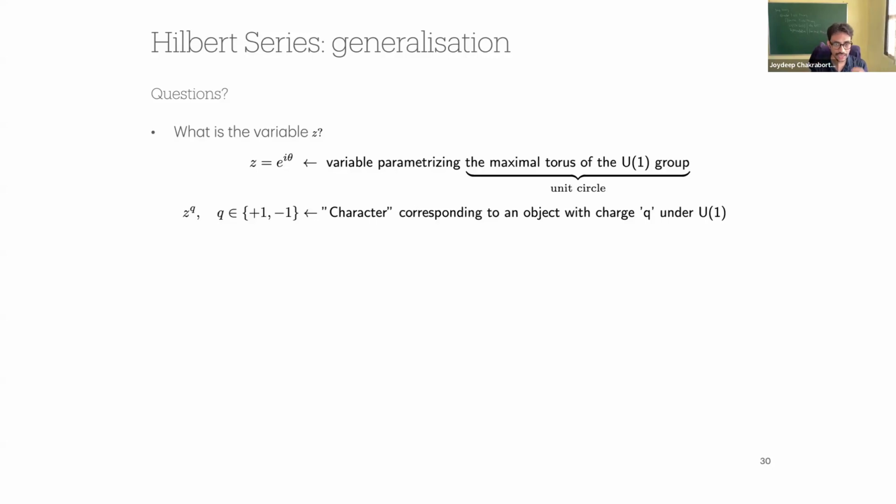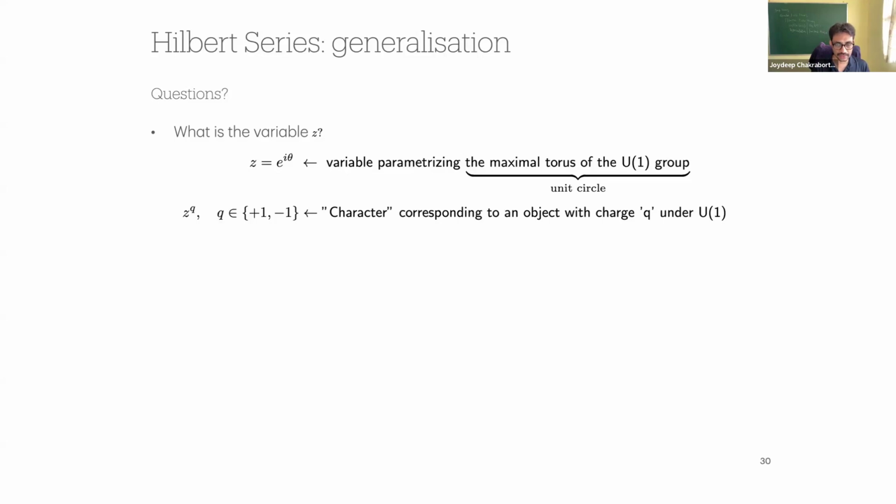For example, U1 is abelian, so its rank is one diagonal generator, and it has only one Z. SU2 is also rank 1, so the SU2 maximal torus coordinate will be only one Z. For SU3, the rank is 2, so it will have two such coordinates, Z1 and Z2. And what those coordinates are and how to do that we'll learn a little later. But now, when you write down Z to the power 1 or Z to the minus 1 and so on, so Z to the power q, where q is basically +1 and -1, that's how you introduce some kind of polynomial function in Z, which you call the character.